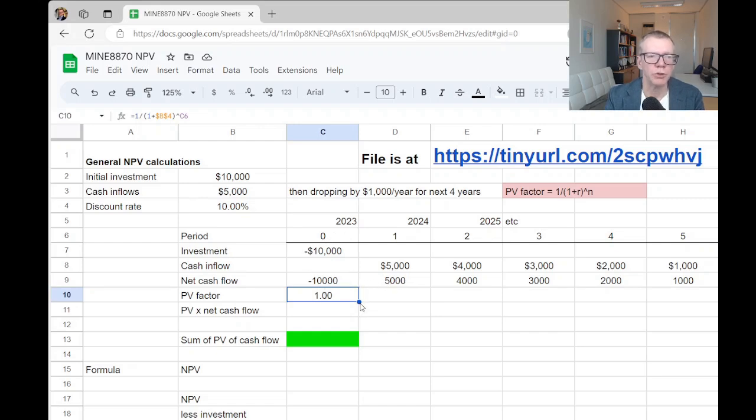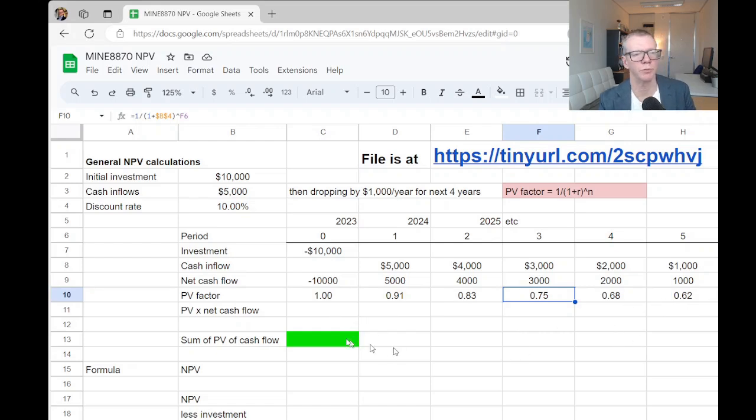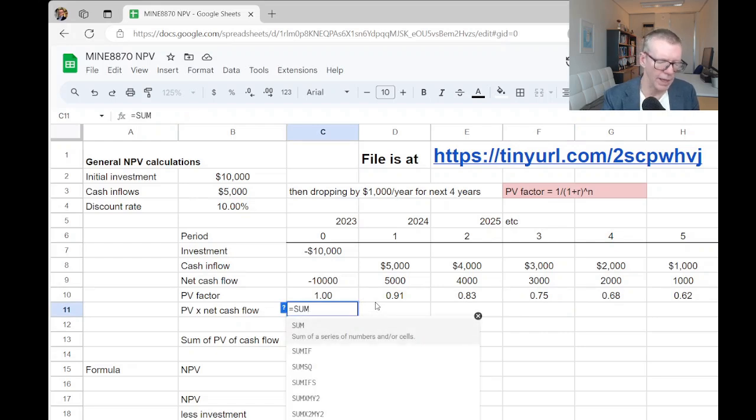And when we drag this present value formula along, we'll see that what this is telling us is that in 1 year's time, the value of $1 in 1 year is 91 cents. The value of $1 in 2 years is 83 cents, and then 75 cents, and so on. So the further we go out into the future, the less $1 is going to be worth in terms of dollars today.